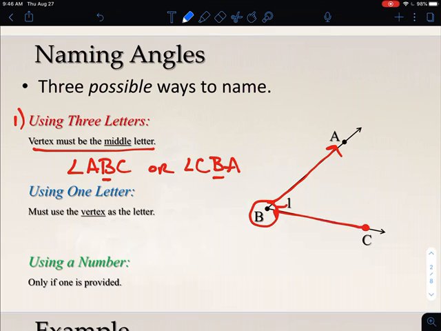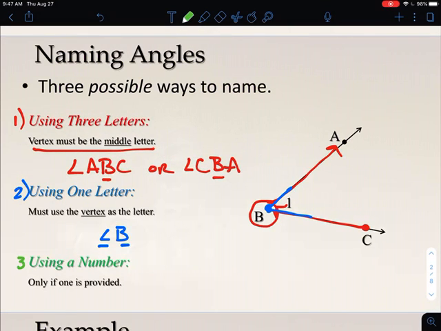Now we have a second option, which is using 1 letter. If in the problem there's only one single angle at a given point, so notice in this picture, there's only one angle where point B is, where the vertex is, then I can go ahead and use the vertex on its own as the name of the angle. So I can just call this angle B. Note, I still have that angle symbol, and then I'm just using the 1 vertex letter to name the entire angle. If I'm looking at this picture and I say angle B, there's no question that we're talking about that angle there.